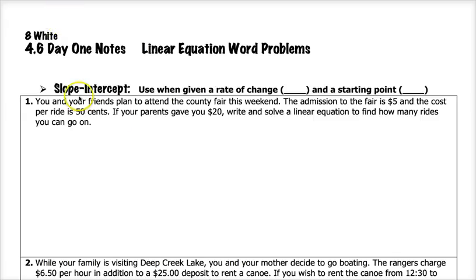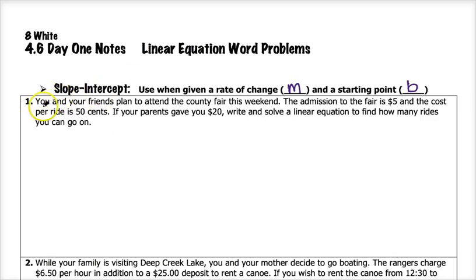So slope-intercept word problems. We want to use slope-intercept form anytime our word problem gives us a rate of change, which we will use as our m value, and a starting point, which we will use as our b value or y-intercept. Okay, so a rate of change and a starting point is when we're going to use slope-intercept form.